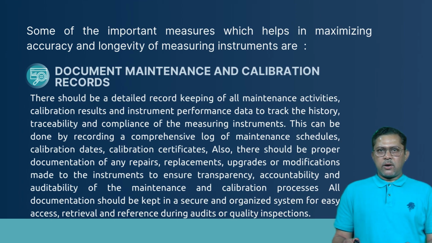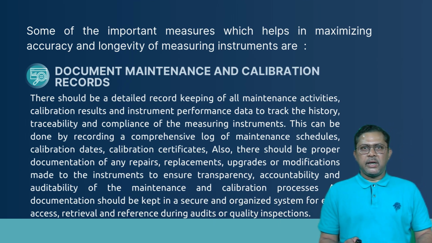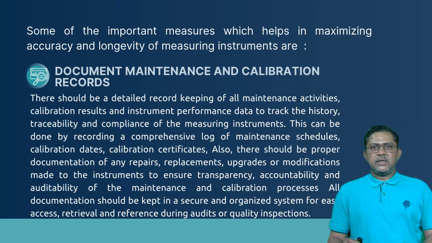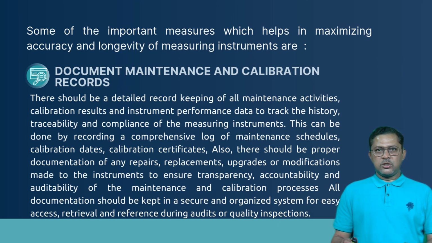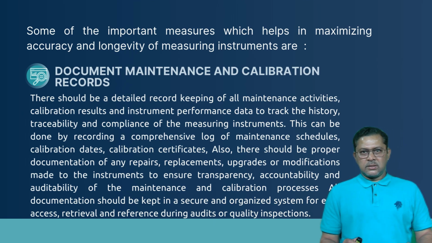There should be a detailed record keeping of all maintenance activities, calibration results, and instrument performance data to track the history, traceability, and compliance of the measuring instruments. This can be done by recording a comprehensive log of maintenance schedules, calibration dates, calibration certificates, etc. Also, there should be proper documentation of any repairs, replacements, upgrades, or modifications made to the instruments to ensure transparency, accountability, and auditability of the maintenance and calibration processes.